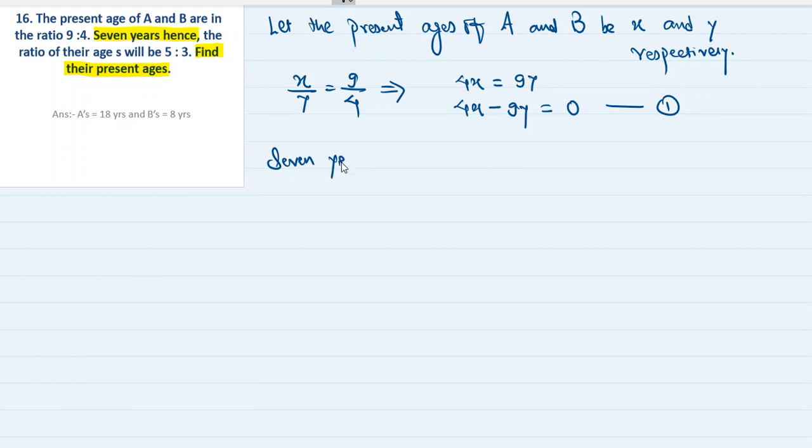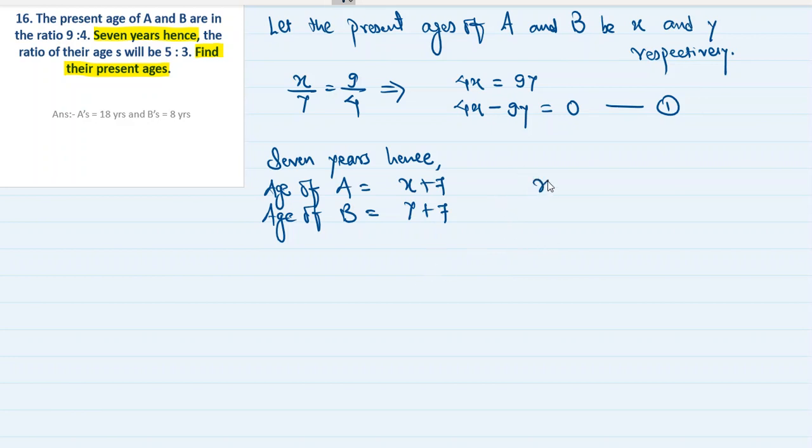7 years hence, age of A is equal to x plus 7, and age of B is equal to y plus 7. Right? Age of A and age of B is x plus 7 and y plus 7 respectively. And the ratio of their ages 7 years hence will be 5:3.